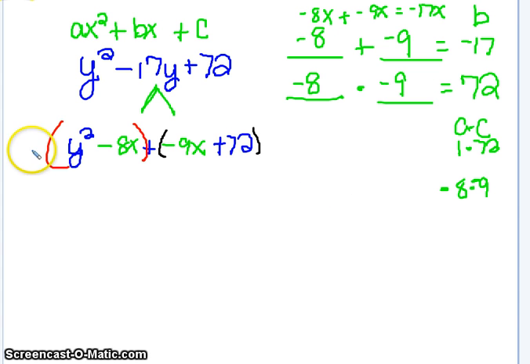So my greatest common factor of the first two, well, I'm in trouble. I put x, but what should I have here? This should be a y. Sorry about that. I should have a y because we started with the y squared. So this is going to be 8y. That's kind of hard to see. Let me fix it.